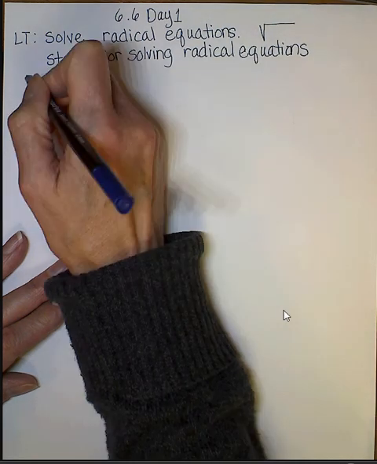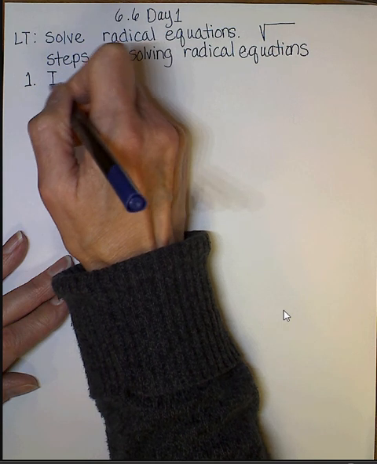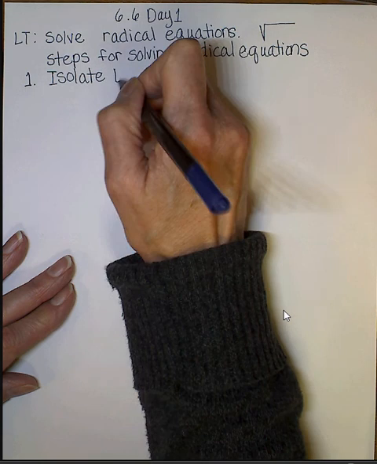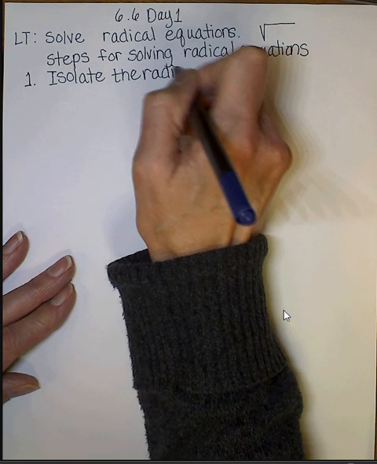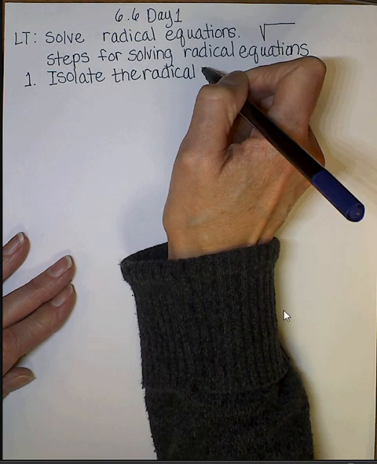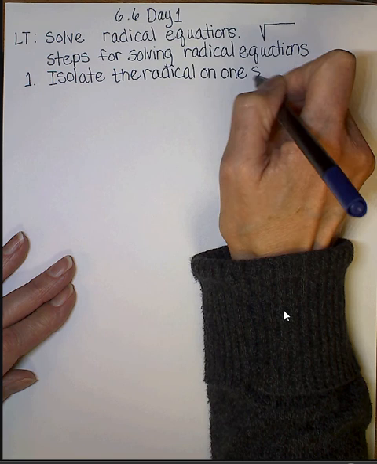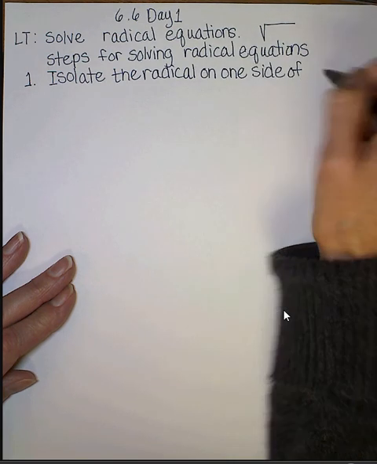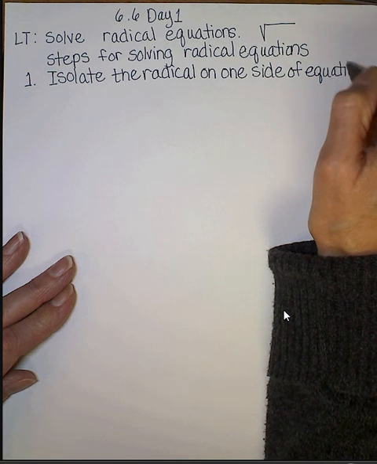Alright, for the first step, isolate the radical on one side of the equation. You just do your opposites to do this, just like when you're isolating x.